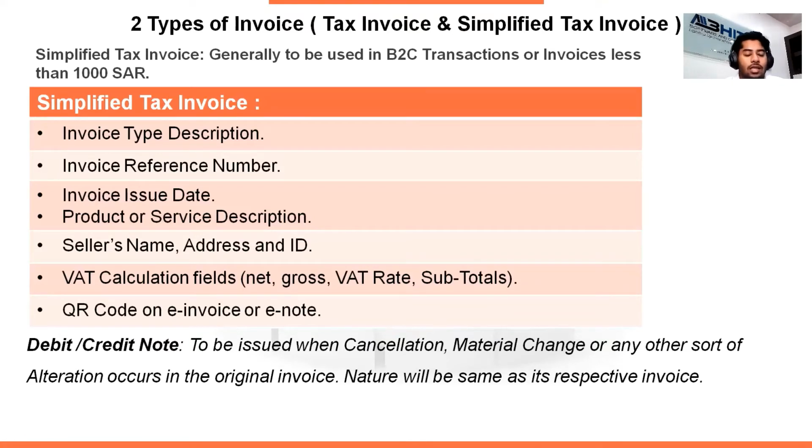So now the question would arise: for example, if there's a cancellation or change, how is it supposed to be integrated in this phase one?